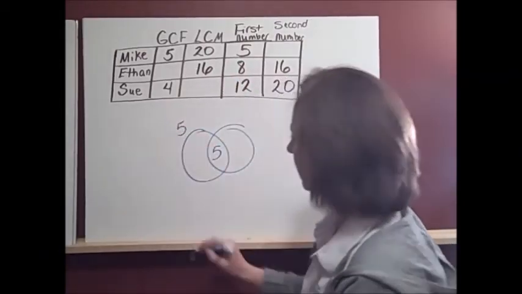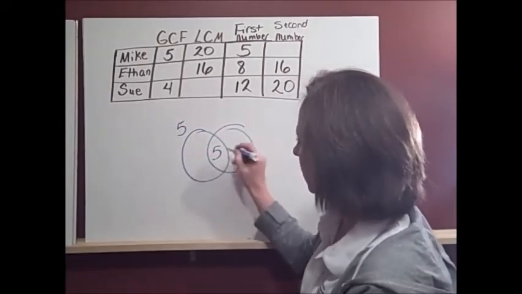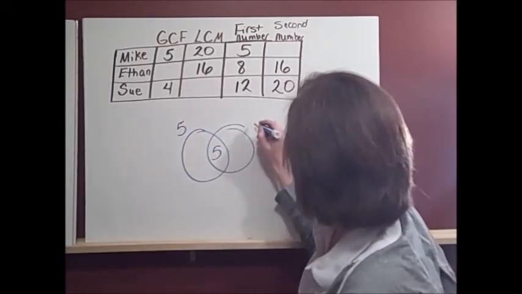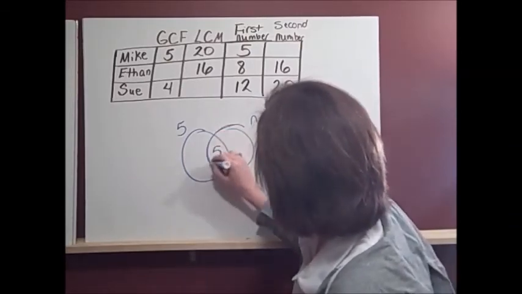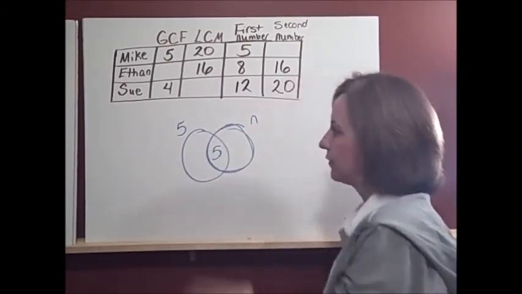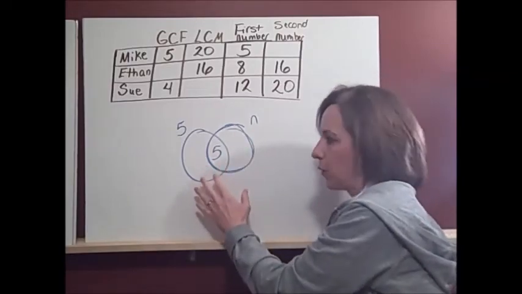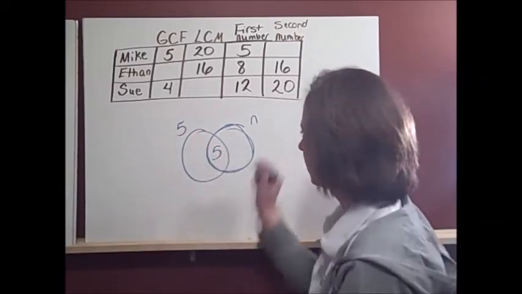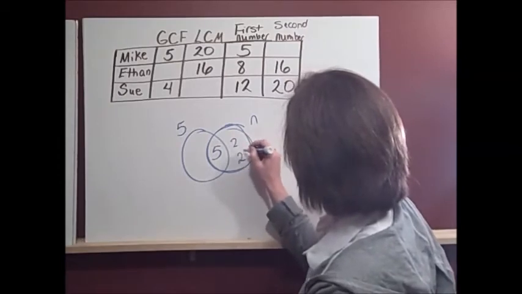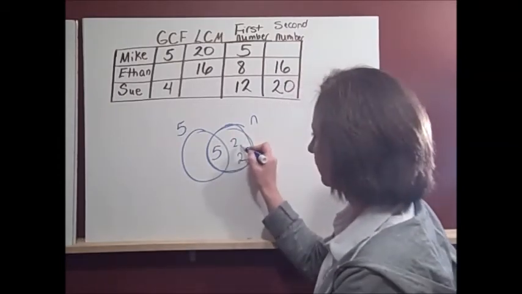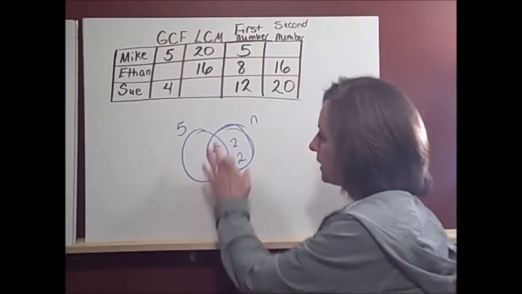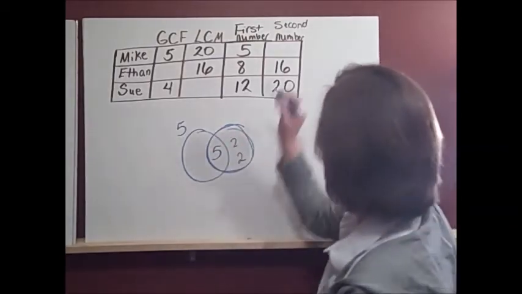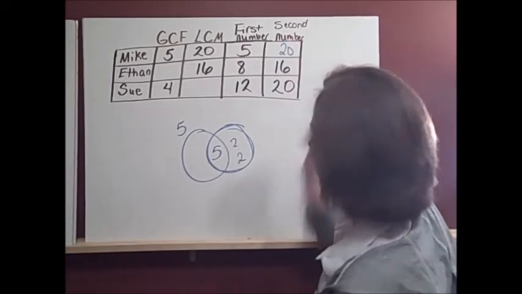So this is 5. And this is telling me that this whole circle has to equal 5. And I don't know, we're going to call this n. I don't know what this circle is. But I do know that in the whole entire thing, it has to equal 20. Since this is 5, this would have to be 20. So 5 times 2 times 2 is 20, which means that the second number for Mike is 20.